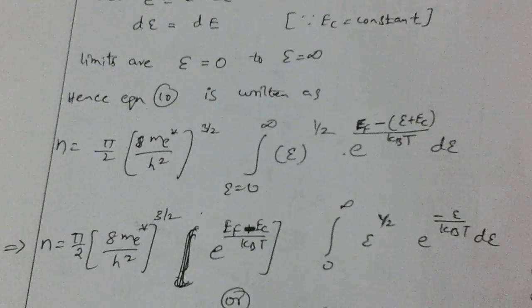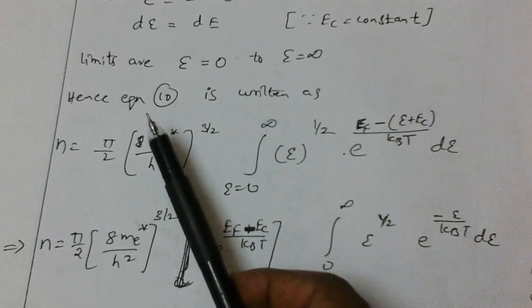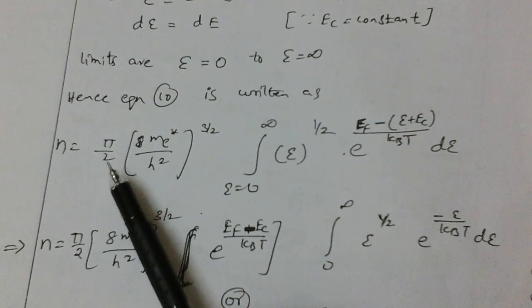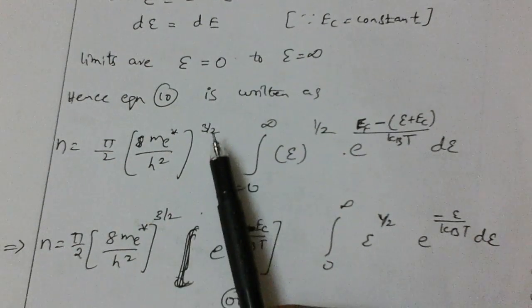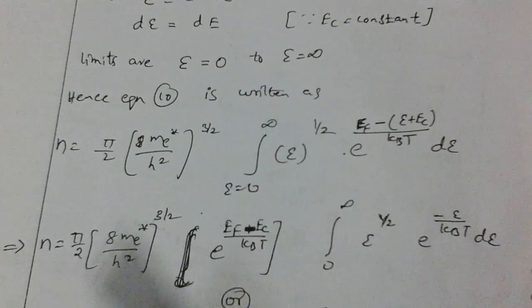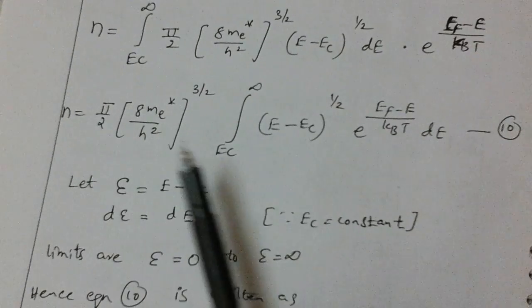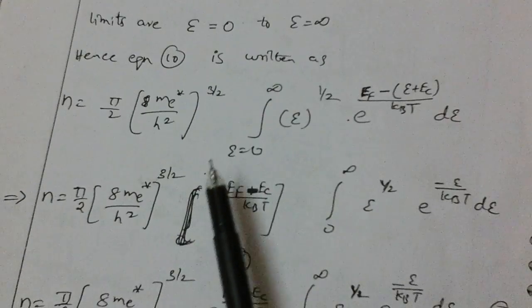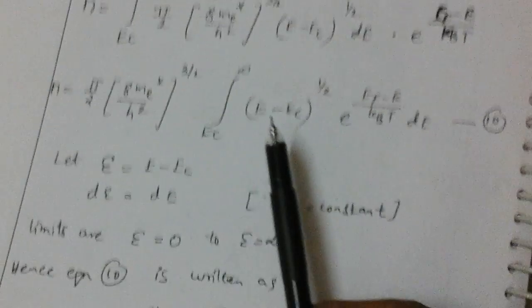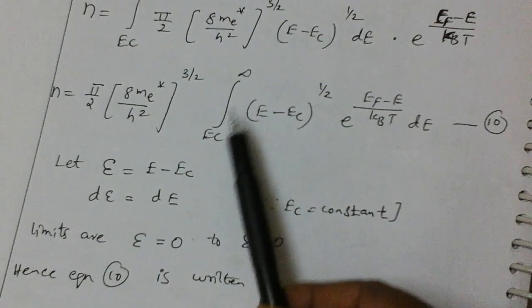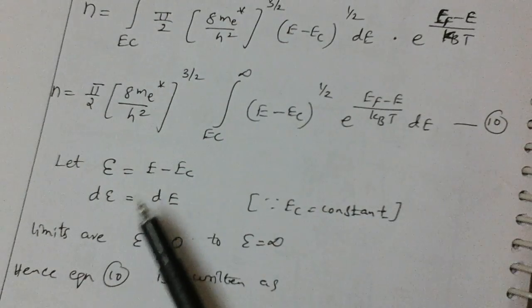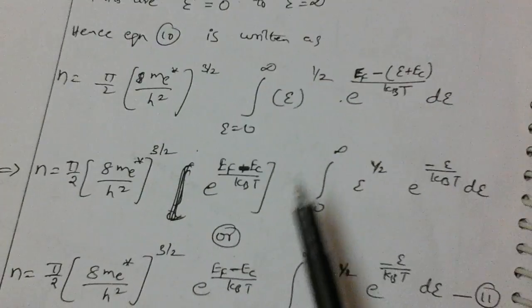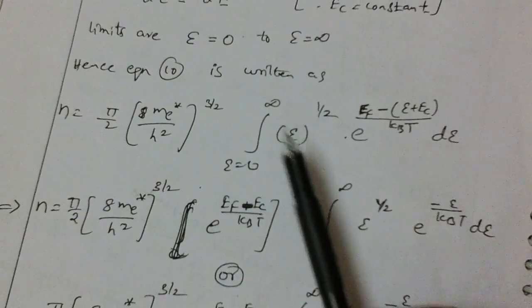Now, in the 10th equation, n is equal to 1 by pi by 2 into (8 m_e star by h square) whole power 3 by 2, which we already got in the previous equation. We are writing the same equation here, but the limits are 0 to infinity. If we substitute E_c, we get the 0 limit. If we substitute infinity, we get infinity. So the limits are 0 to infinity.